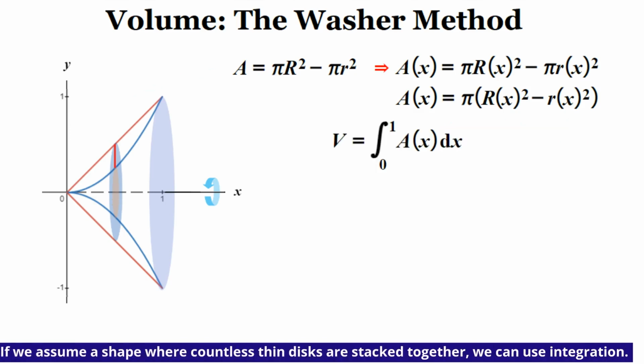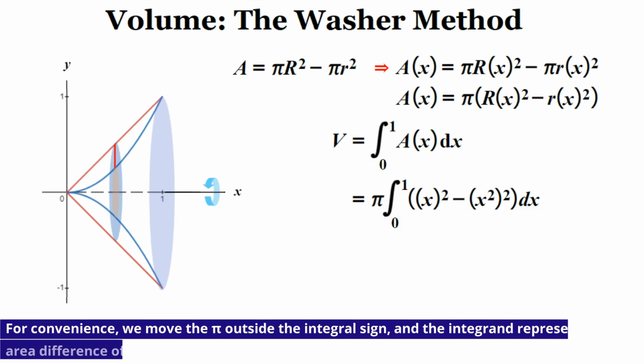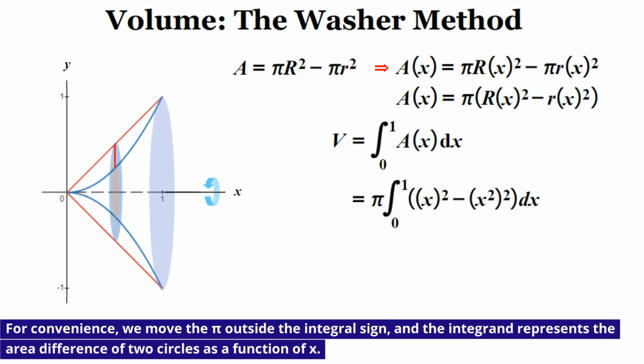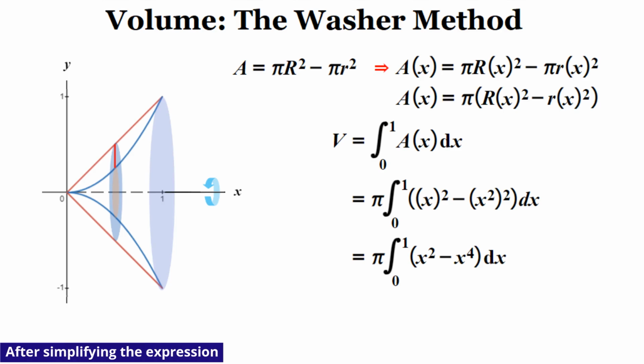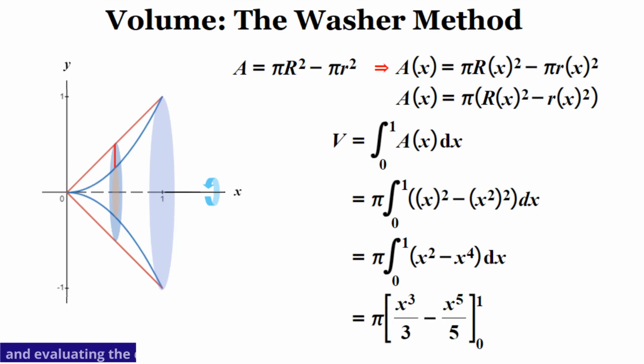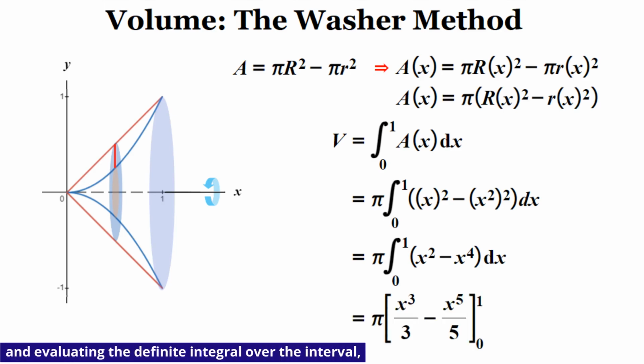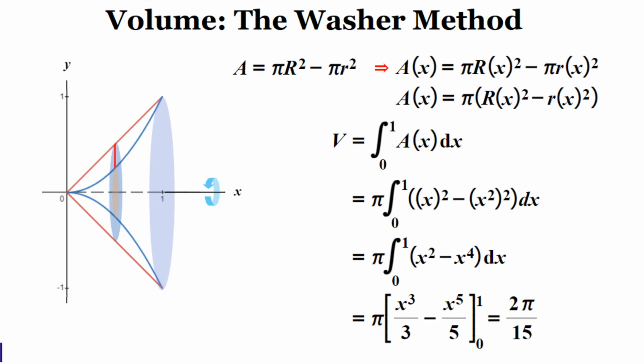If we assume a shape where countless thin disks are stacked together, we can use integration. For convenience, we move the pi outside the integral sign, and the integrand represents the area difference of two circles as a function of x. After simplifying the expression and evaluating the definite integral over the interval, we can determine the volume of the desired solid, 2 pi over 15.